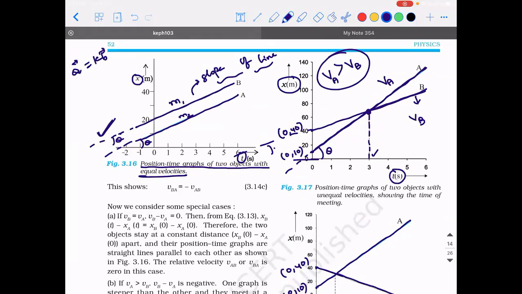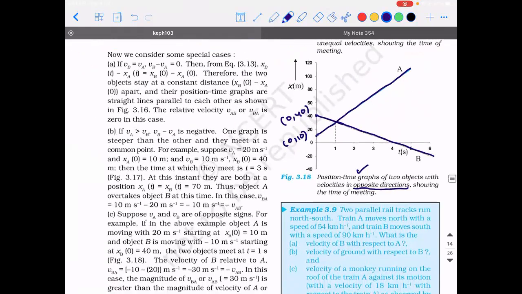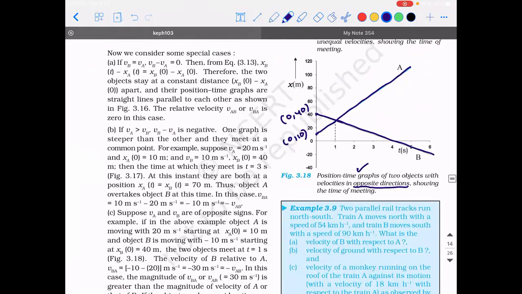Why? Because one is decelerating, sir. Okay, you want to use the word decelerating? It is decelerating with respect to another. On its own, if I take B alone, B is not decelerating. B is also moving with its speed only. But it is because they are moving in opposite directions. That is the only reason. It has nothing to do with this.